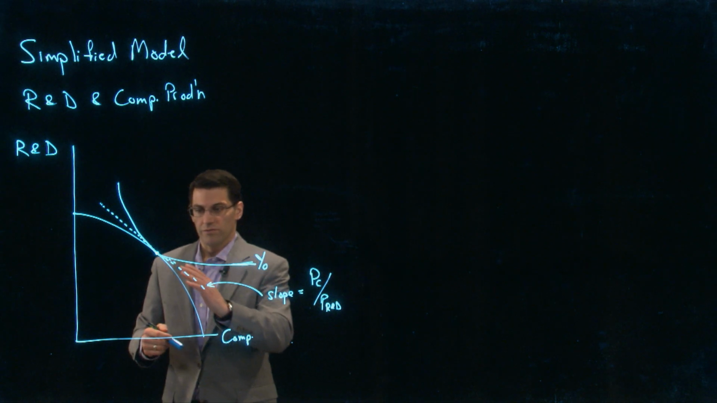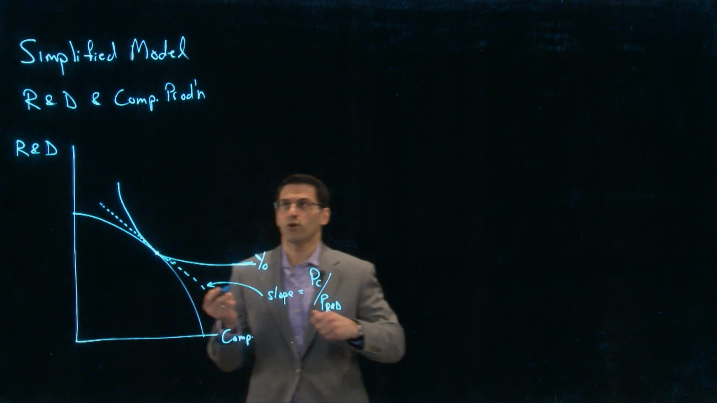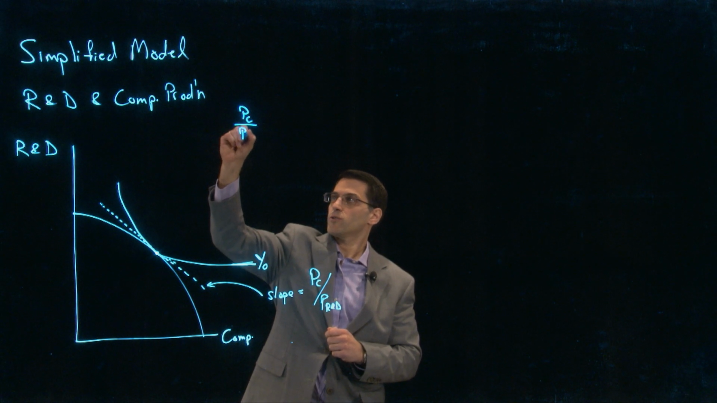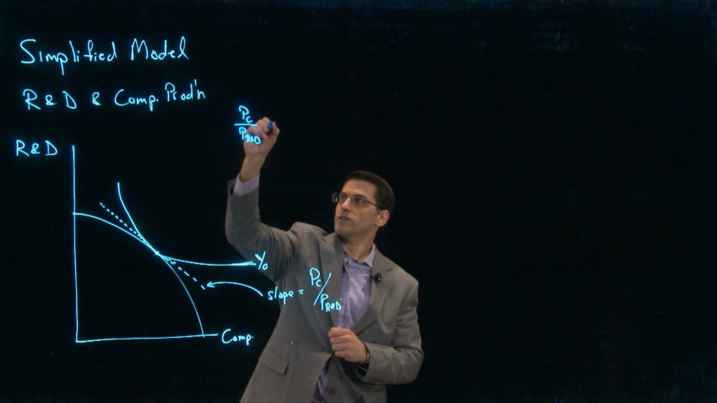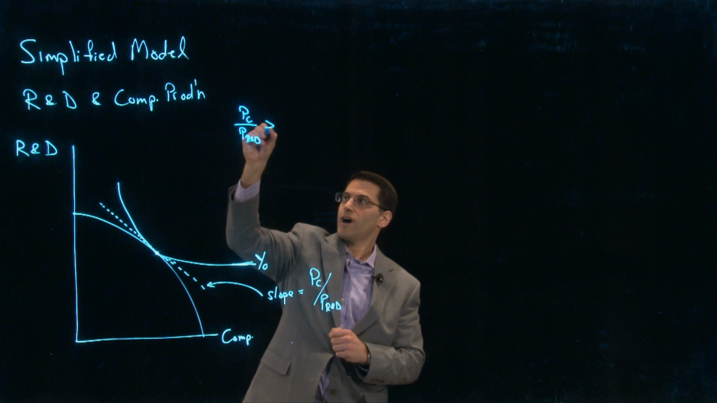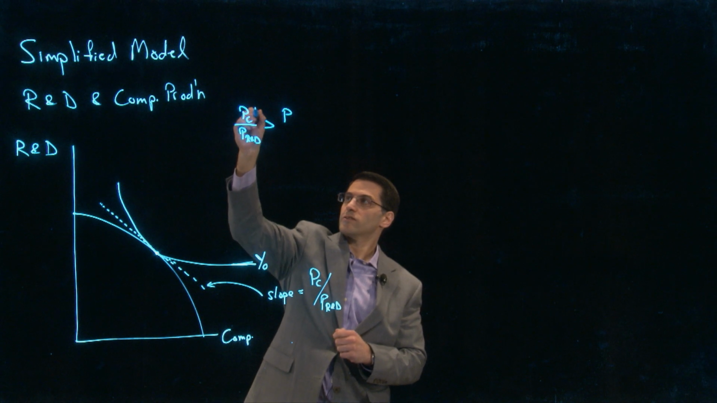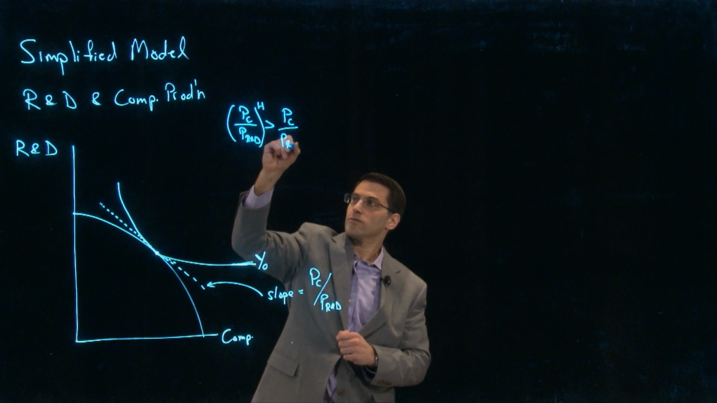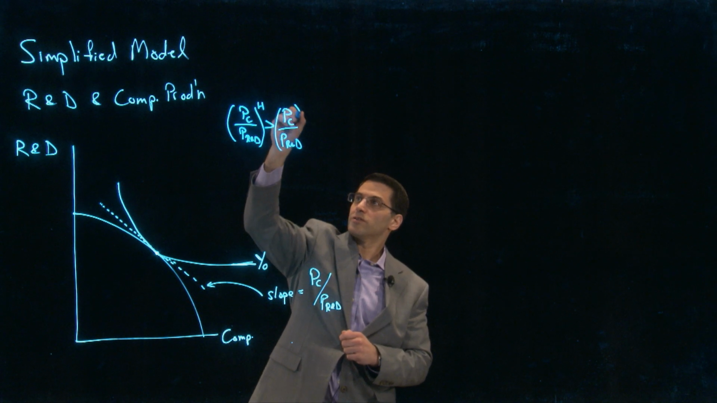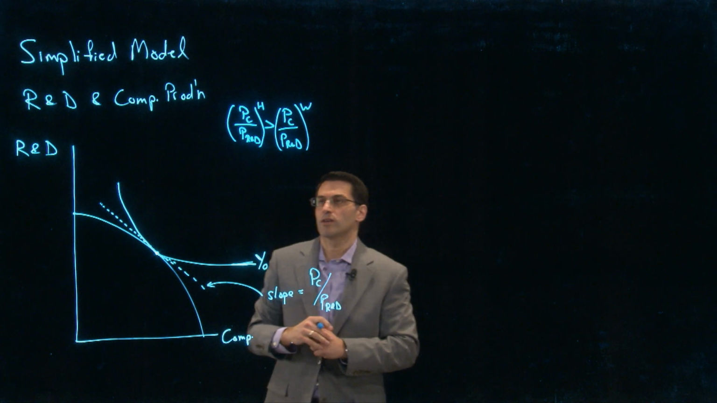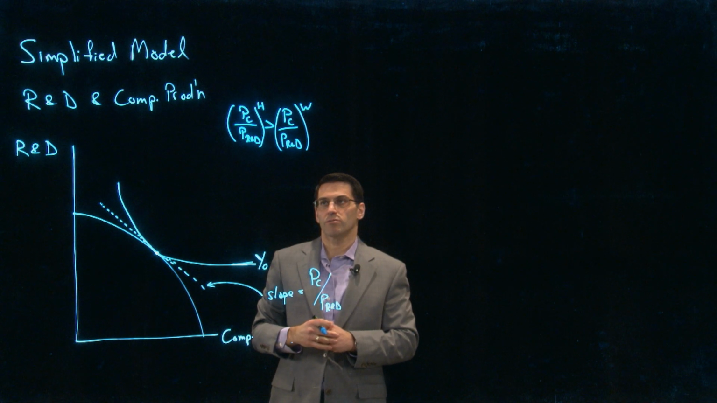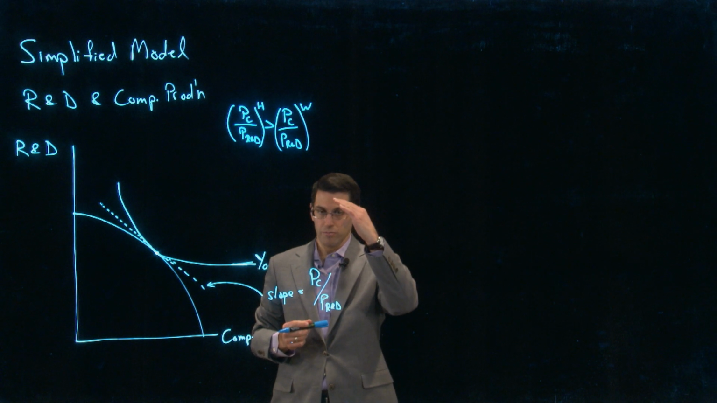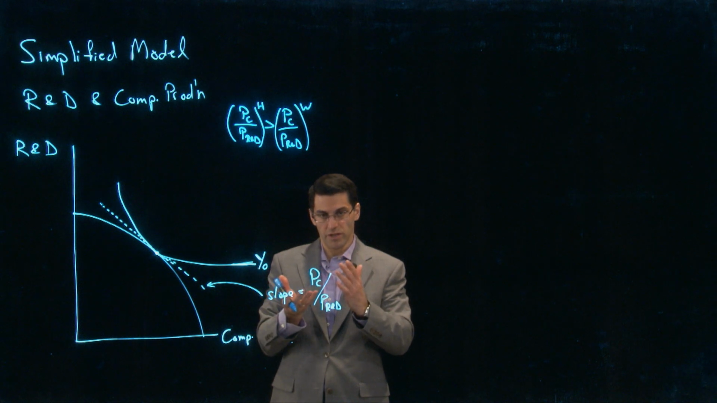And so what does that mean if the relative price of components, when we open up to trade, so for the home country, PC over PR&D is high, and so that's for home. And this is the world price, right? So when we open up to trade, what's going to happen? Well, the relative price of components is going to have to come down, right? It's going to come down to meet the world price.